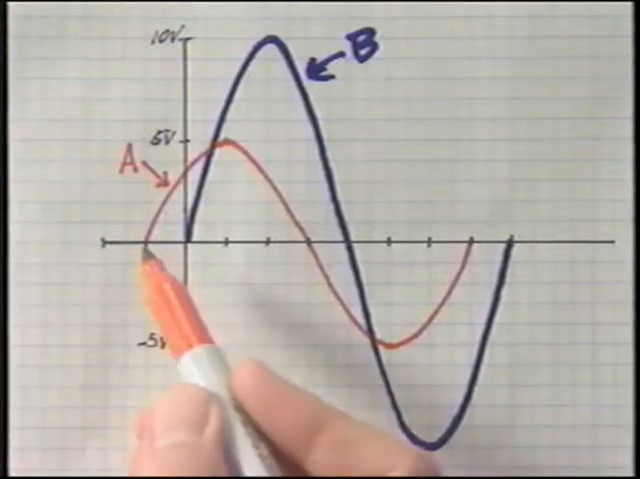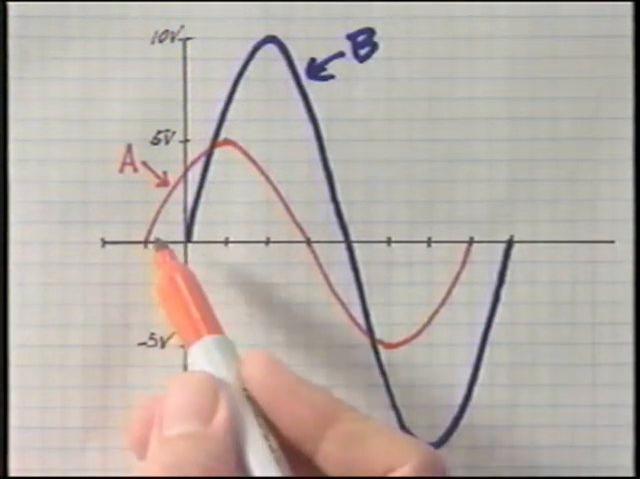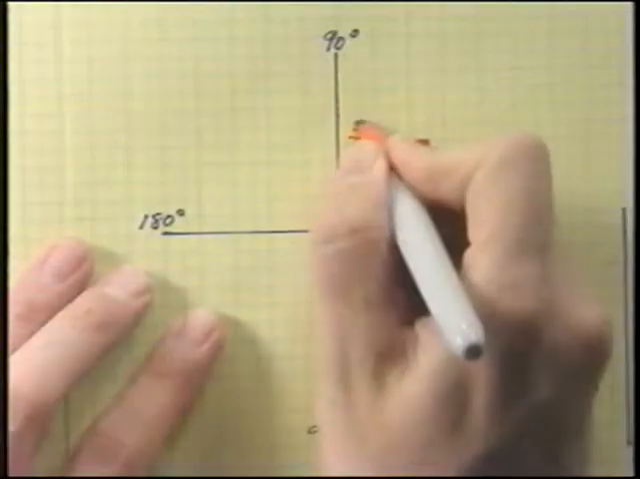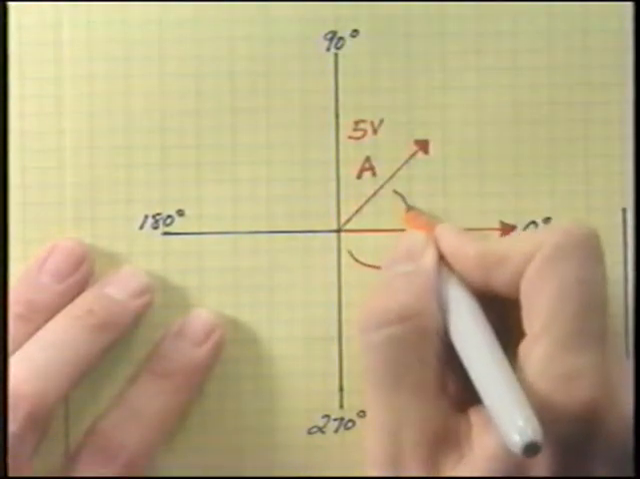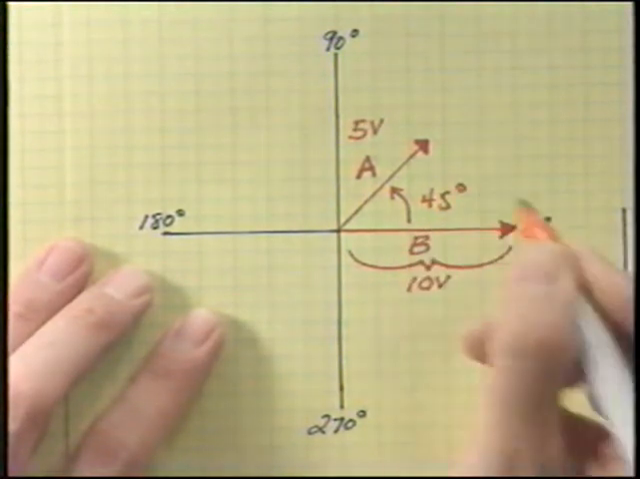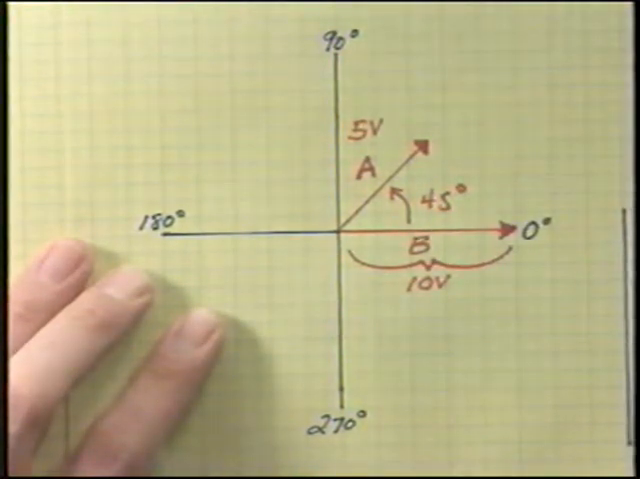Because sine wave A, which peaks at 5 volts, is leading wave B by 45 degrees, phasor A is drawn with a length of 5 volts at a 45-degree angle. Don't forget that the length of the phasor is determined by the peak of the sine wave. The phasor diagram is now complete. Phasor A is shown to be leading phasor B by 45 degrees.